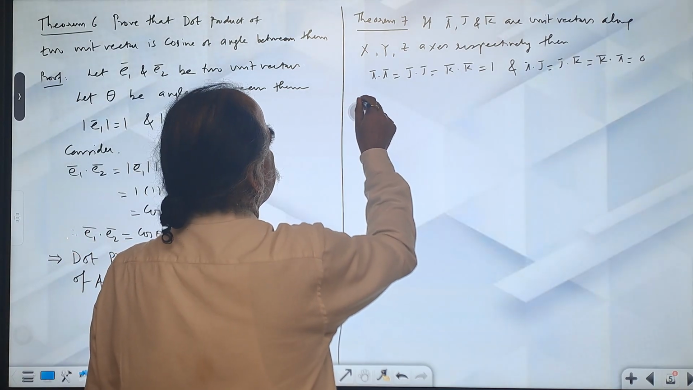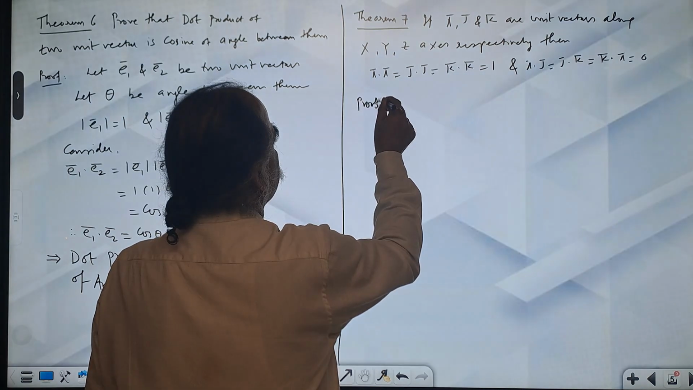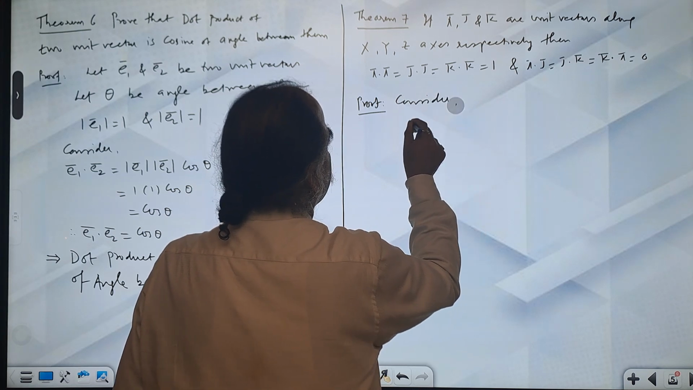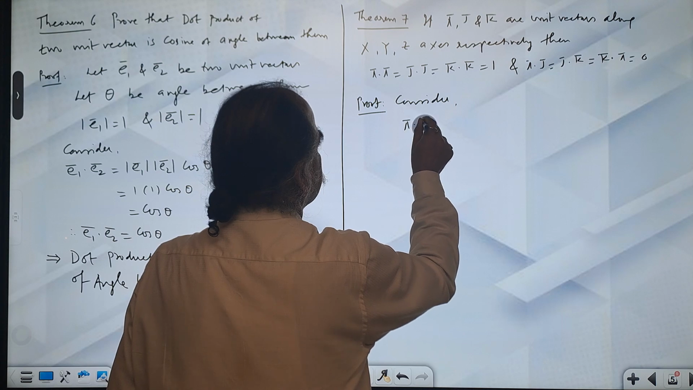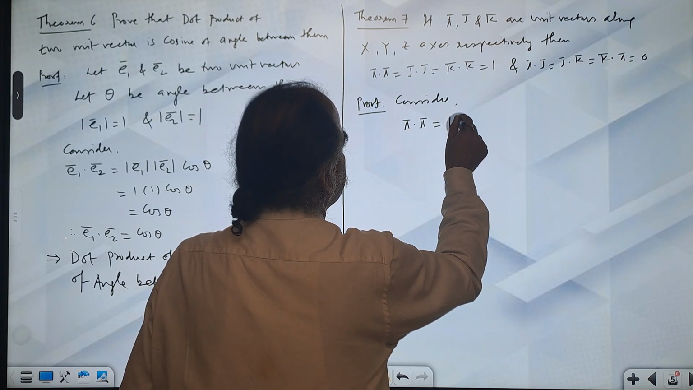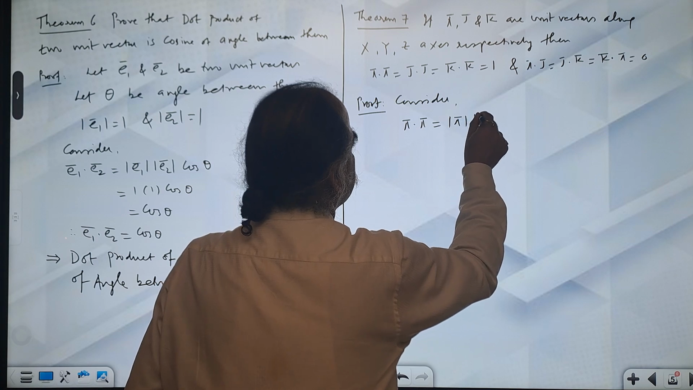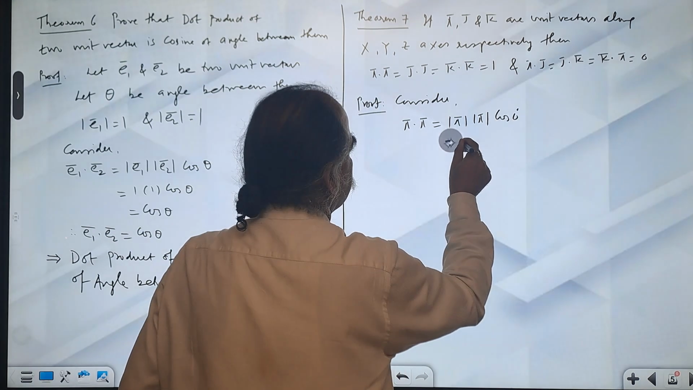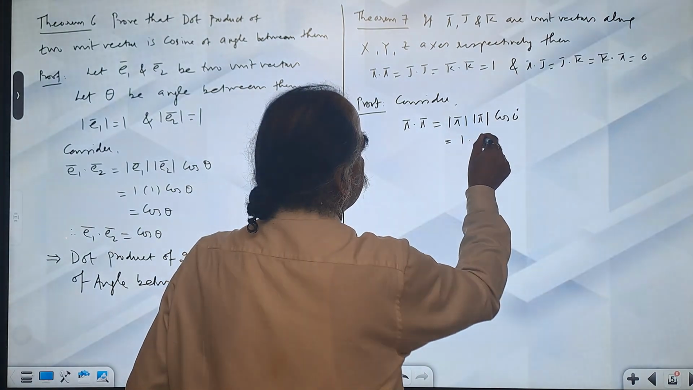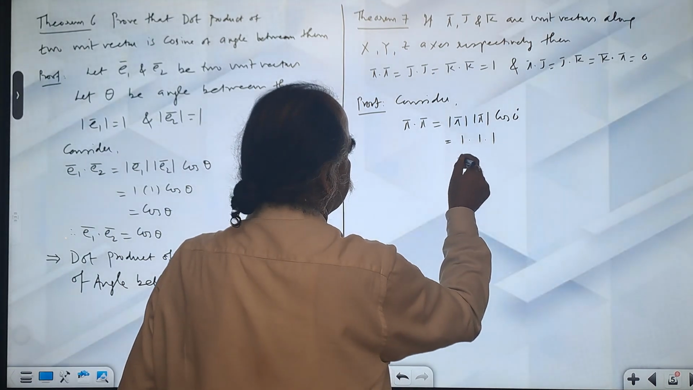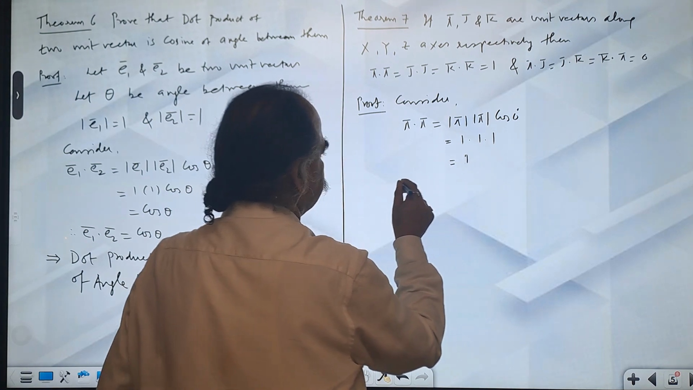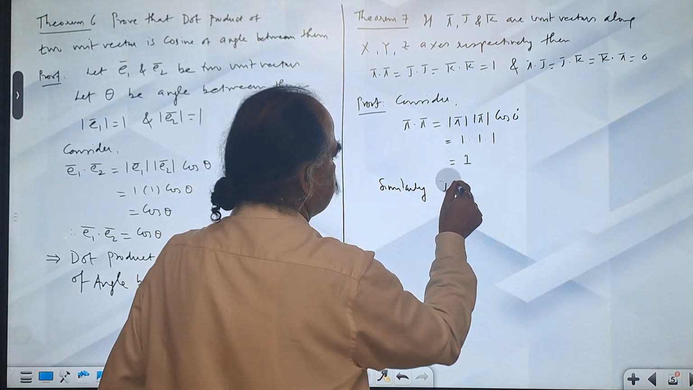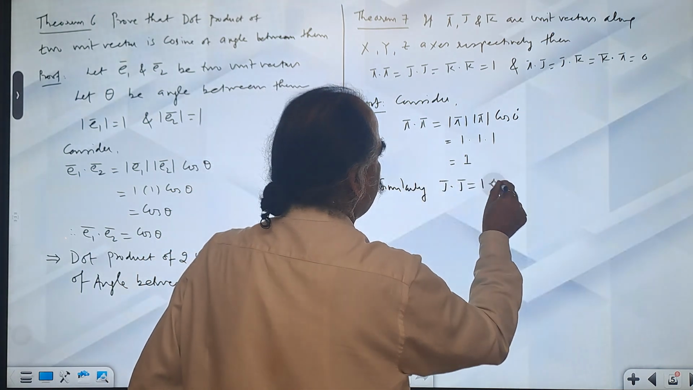See the proof. Consider I bar dot I bar, which is mod I bar mod I bar cos 0 degree, 1 into 1, cos 0 is also 1. Similarly, J dot J is 1 and K dot K is also 1.